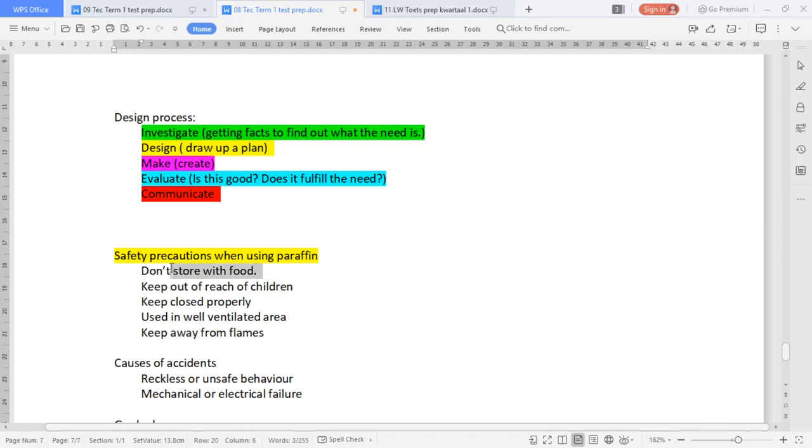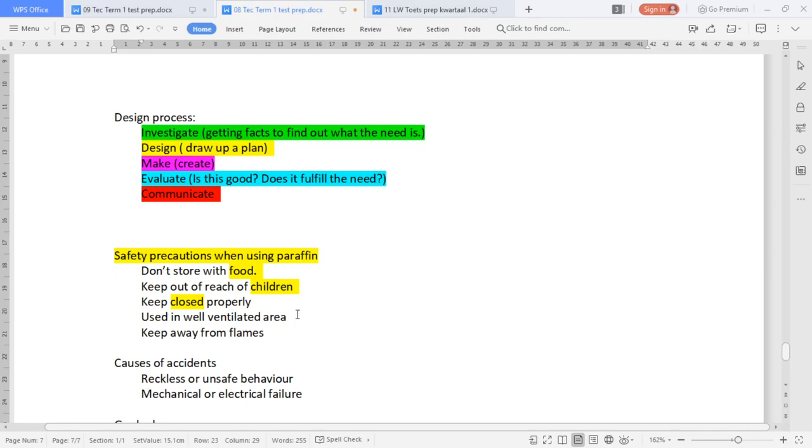So first of all, don't store it with food. Basically, this paraffin is poisonous. So think about any way that you deal with poison is the same way that you deal with paraffin. So you don't want it close to your food because otherwise you're going to get sick from it. You don't want kids to get a hold of it because, you know, kids, they play with it, throw it over things. They are not cautious with it, so they might hurt themselves. You want to keep it closed properly because we don't want it to spill and contaminate other things.